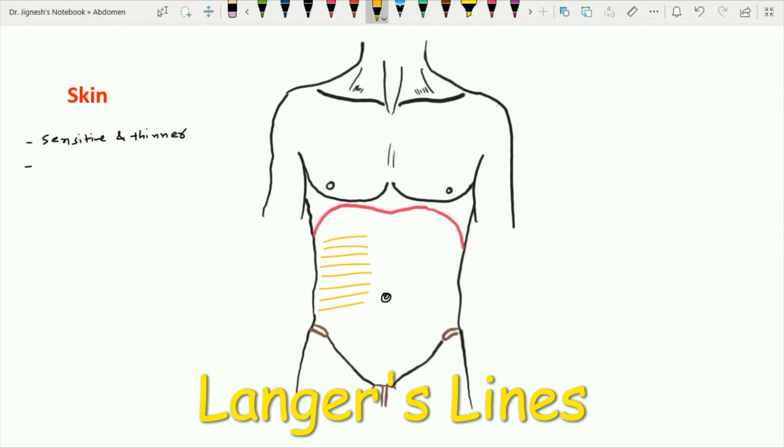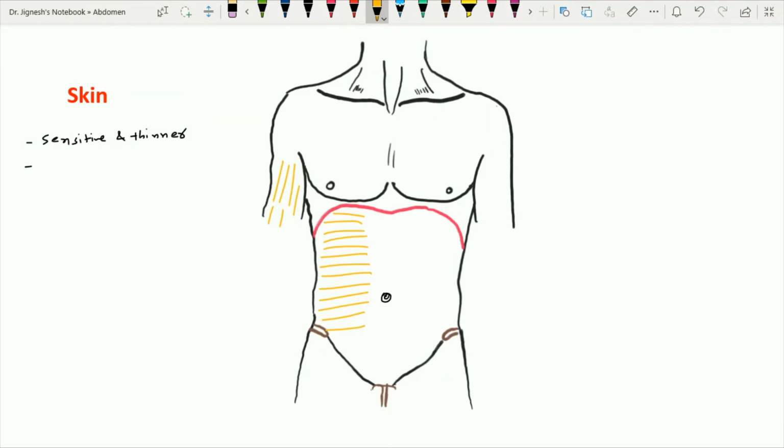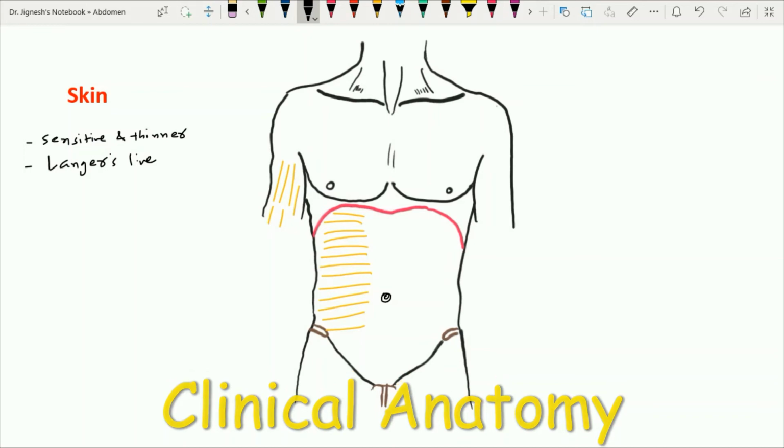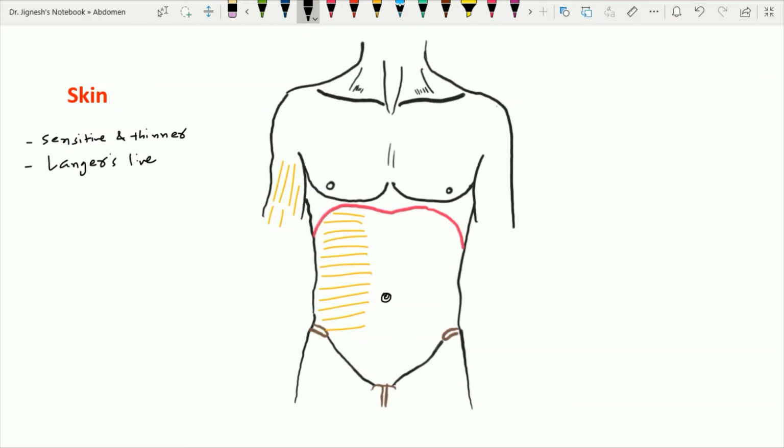and within the trunk, these Langer's lines are horizontal in nature, while in the case of the limbs, they are usually vertical. And these Langer's lines are nothing but bundles of collagen fibers within the dermis. When the surgeon puts an incision along the direction of the Langer's lines, the scar becomes very minimal, and that's why this property of the Langer's lines is useful for cosmetic surgery in the case of the anterior abdominal wall.